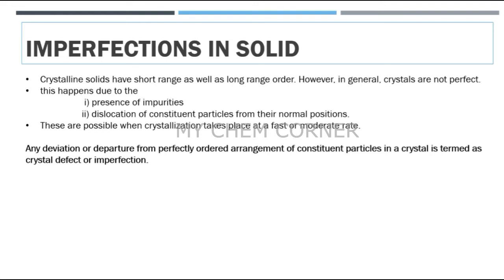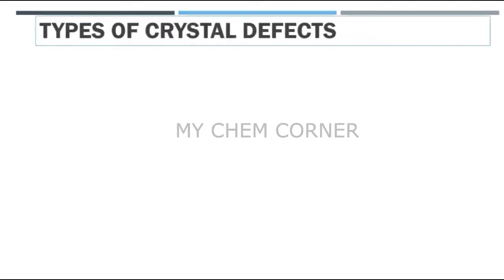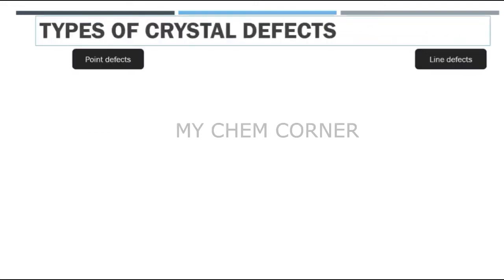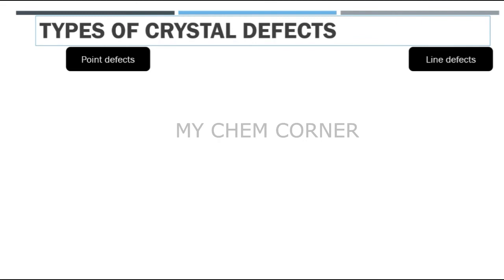So let's look at the classification. So here we have different types of crystal defects. One is called a point defect and the other one is called a line defect. Now what do these mean? What is a point defect? What is a line defect? Just go by the terms.